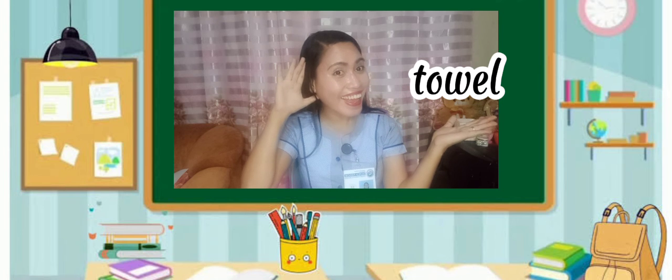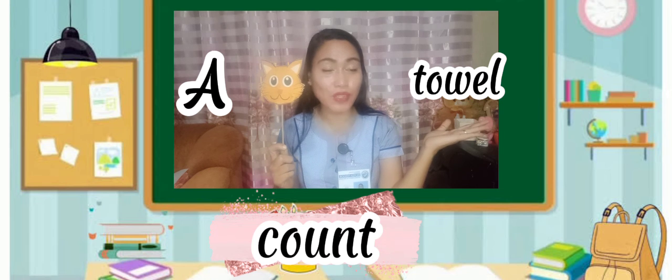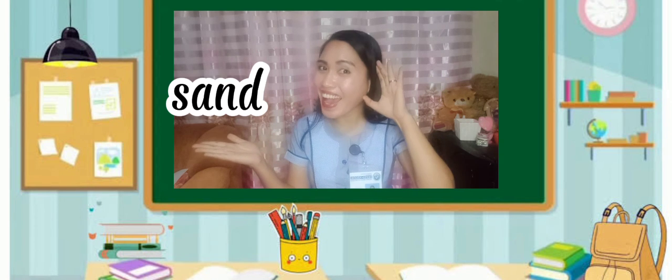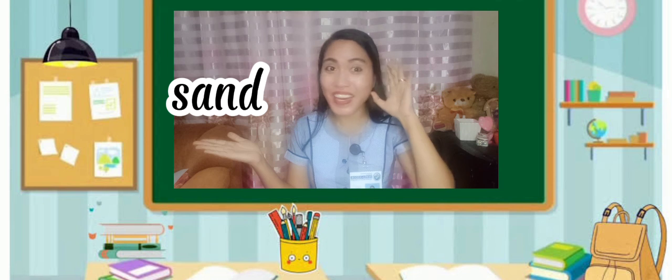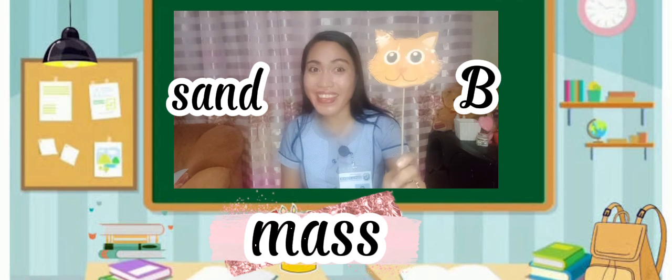Number 3. Towel. Is it A or B? That's perfect. If your answer is A, that's correct. Towel is a count noun. And number 4, sand. What is your answer? Okay, if your answer is B, mass noun, then you are correct. That's great. So, you have mastered our lesson very well. And because of that, I will give you your star for answering very well.